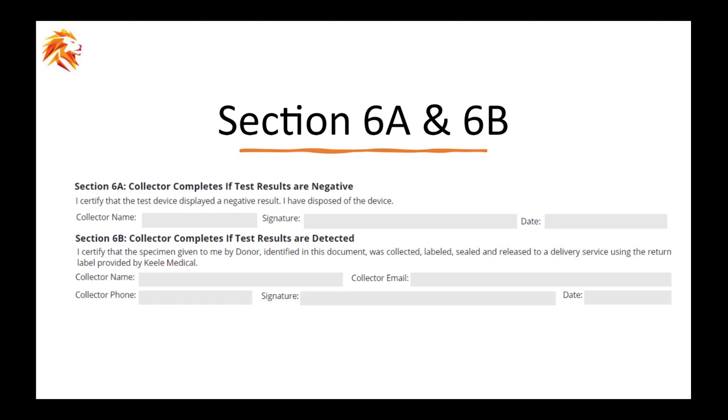Section 6B will be signed and dated by the collector, noting that the screening results did identify presumptive positives, which were circled above on the chain of custody, and that the drug kit was collected, labeled, sealed, and released to a delivery service. Please be careful and make sure you are signing in the correct section.